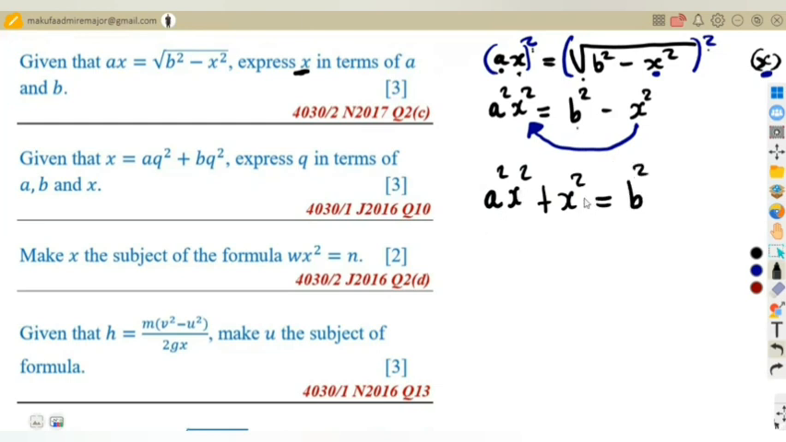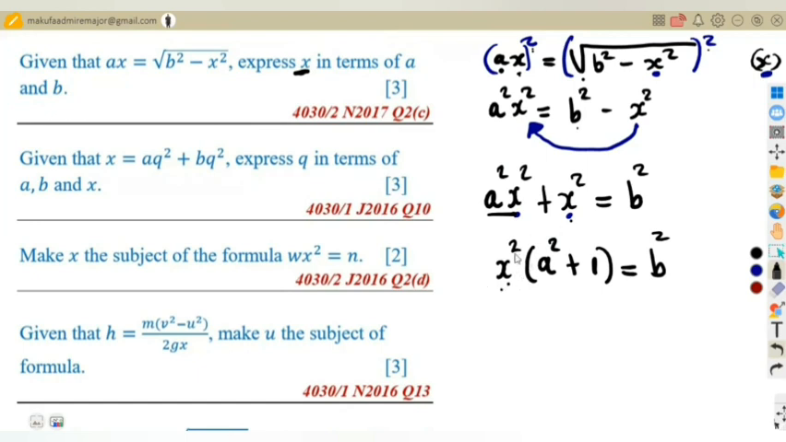We want to make x the subject, yes, but as we can see, there's x here and x here. So factor out the common term. If you factor out x², you divide this part by x², and you remain with a² + x²/x², which is 1. This is equal to b².